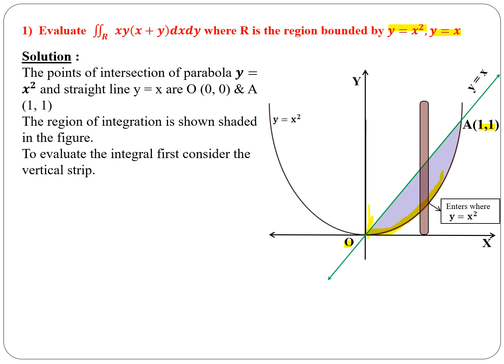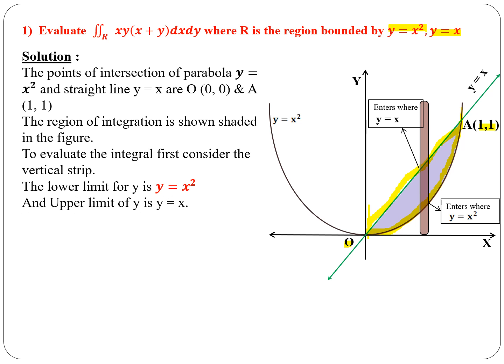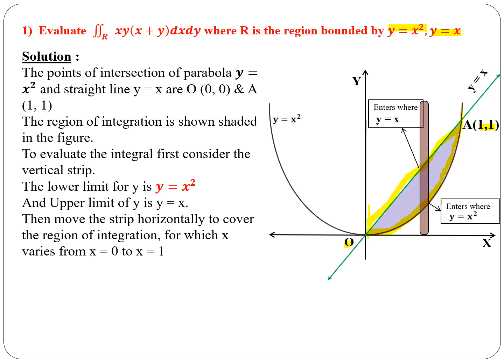So it is entering the region by y equals x square and leaving the region by y equals x. So the lower limit of y is x square and the upper limit of y is x, because it is leaving from y equals x. Now we want to find the limit of x, so we will move this strip horizontally. It can move within the region from x equals 0 to x equals 1. Then the limits of x are 0 to 1.